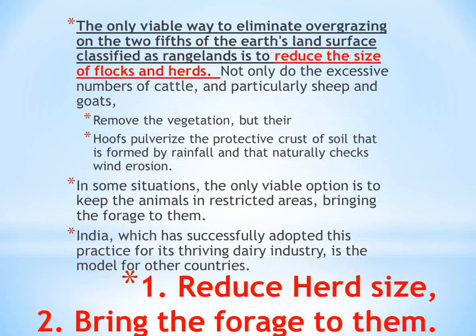1. Reduce herd size. 2. Bring the forage to them. The only viable way to eliminate overgrazing on the 2/5 of the Earth's land surface classified as rangelands is to reduce the size of flocks and herds.